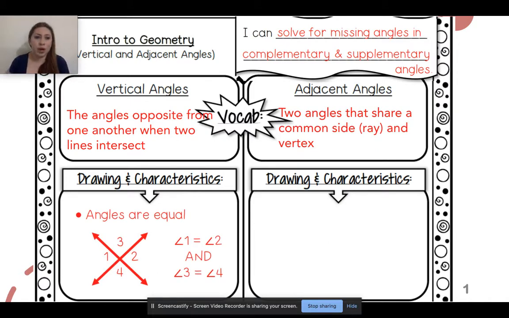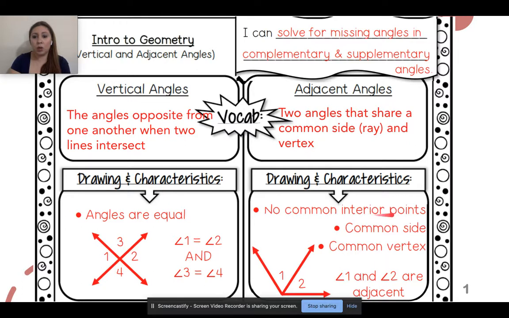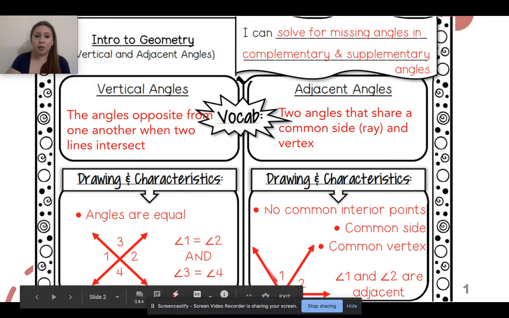So how do vertical angles look? Vertical angles look like this. The angles are equal. That's one big thing about vertical angles: for instance, angle 1 is equal to angle 2, and angle 3 is equal to angle 4. For adjacent angles, there is no common interior point, meaning they're right next to each other. It's not inside of one of the angles, and they have a common side, this side right here, and they share the same vertex. So angle 1 and 2 are adjacent to each other.